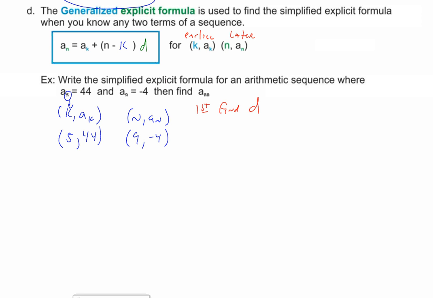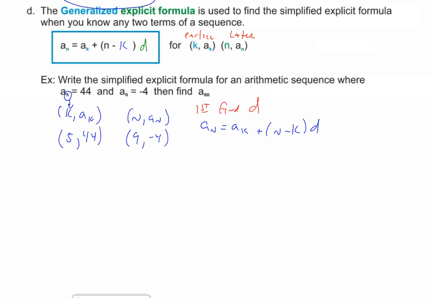All right, so let me see if I can make sense of this. Here, let me write the formula one more time. I know it's a pain, but it will make more sense if I do. So a sub n equals a sub k plus the quantity n minus k times d. I just took the formula, that's all I did. Because again, what are we first finding? D.